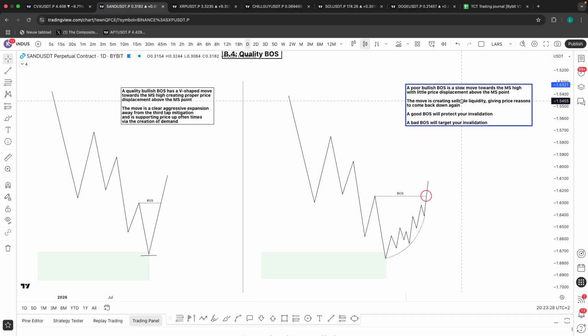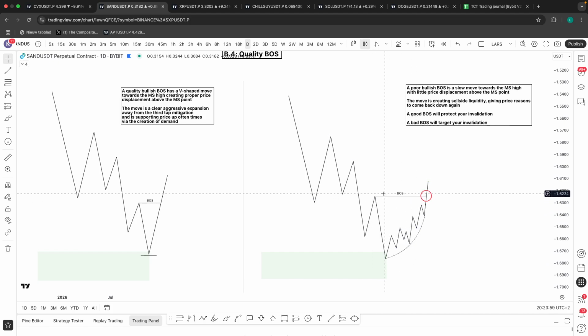A poor bullish breaker structure is a slow move towards that market structure high with little price displacement above the market structure point. The move is creating sell side liquidity, giving price reasons to come back down again. A good breaker structure will protect your invalidation. A bad breaker structure will target your invalidation. So let's say this is again that third tap POI from a Model 2 perspective.